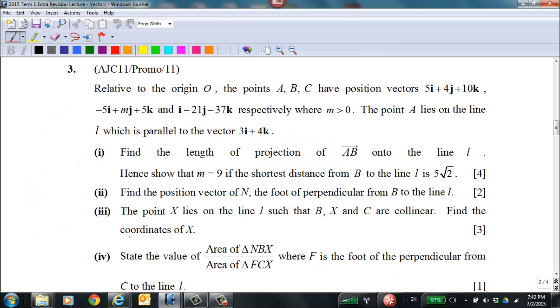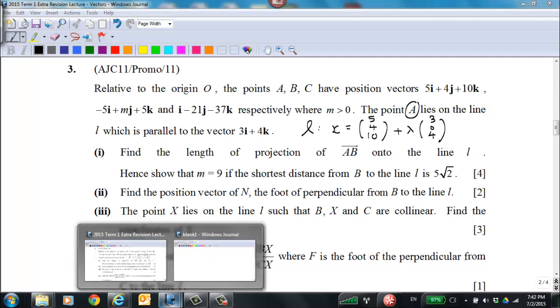During the lecture, I didn't actually go through question 3, so I will go through question 3 with you all now. For part 1, you're supposed to find the length of projection of AB onto the line L, and therefore show that m equals 9 if the shortest distance of B to line L is 5 square root 2. Based on the information, the equation of line L is r = (5, 4, 10) + lambda (3, 0, 4). From here we can start, and take note that A is on the line L.